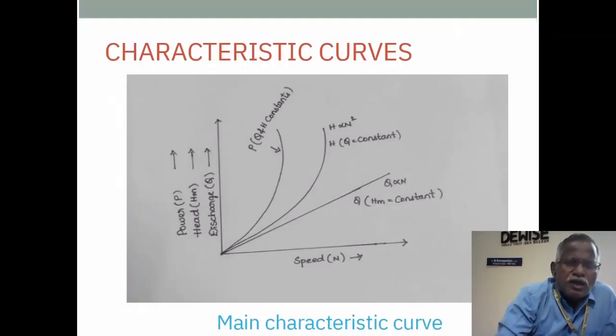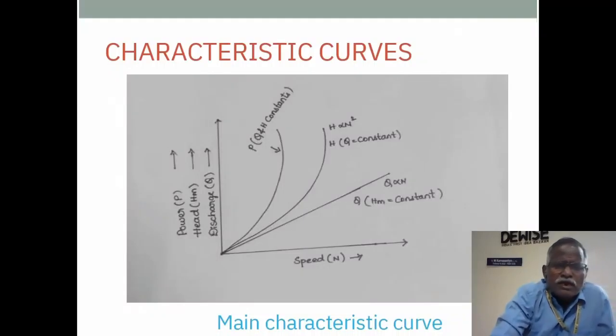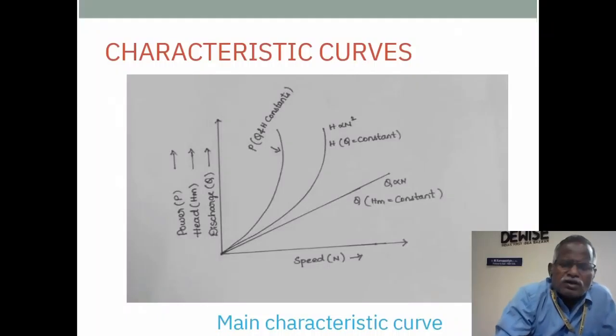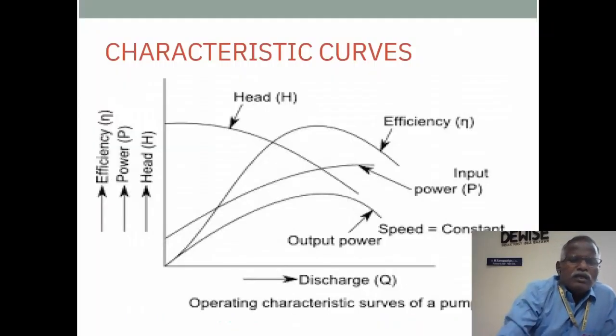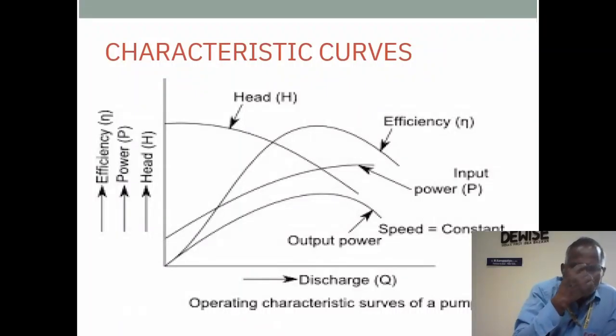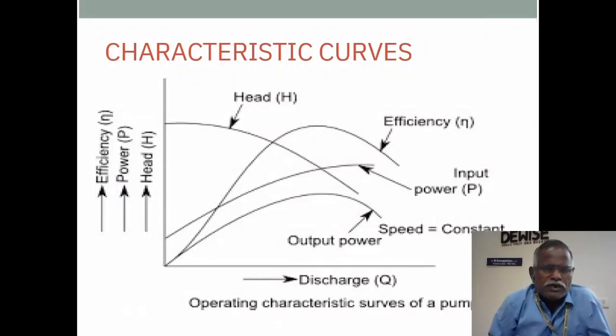One is Q and H constant, only pressure varies. Next curve, Q is constant, H is directly proportional to speed. Next one, Hm is constant, Q is directly proportional to N. This is an examination point of view. This curve can be asked repeatedly.